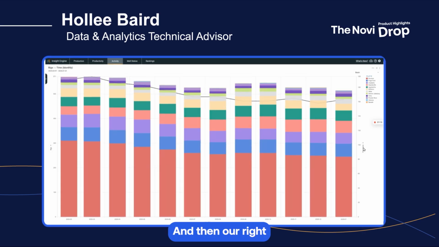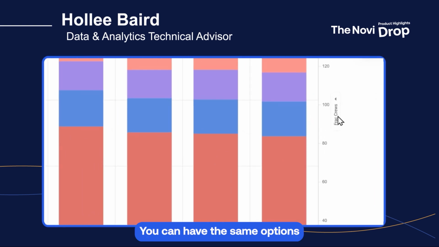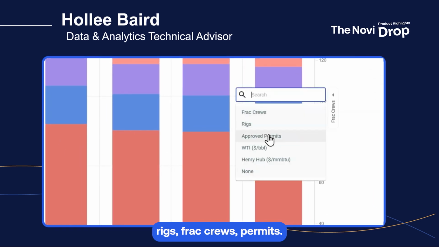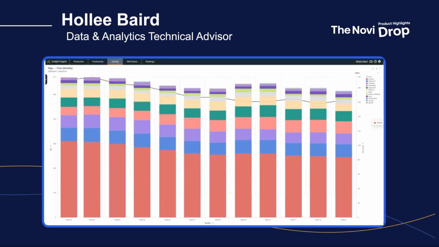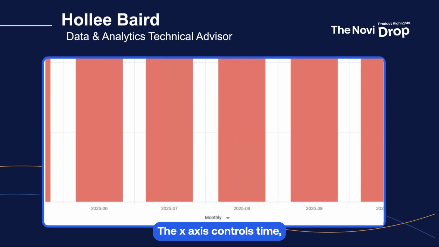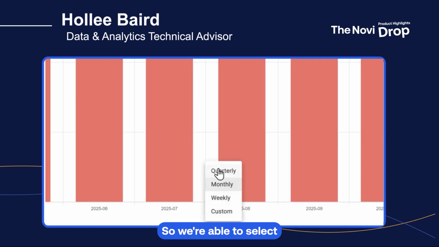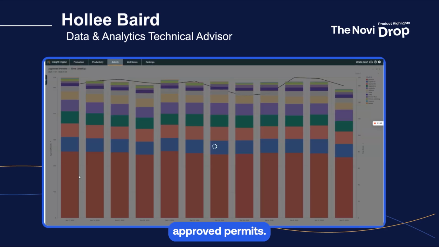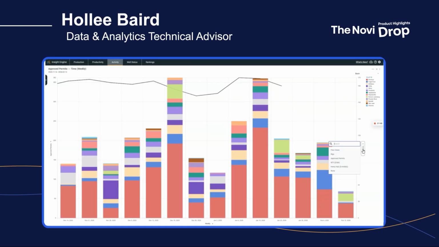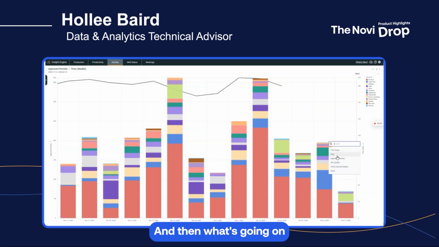And then our right y-axis is controlling that line overlay. You have the same options to view rigs, frac crews, permits, but also oil and gas prices. The x-axis controls time right here in our drop-down, so we're able to select quarterly, monthly, weekly, or even a custom range. So I'll turn it on weekly, and let's take a look at approved permits and then what's going on with rigs.